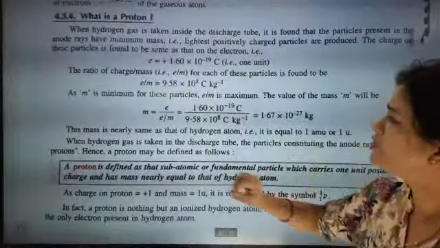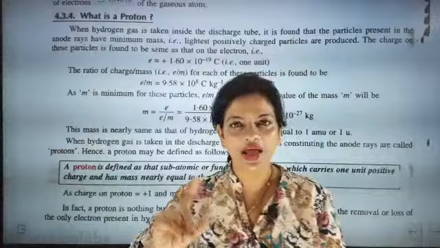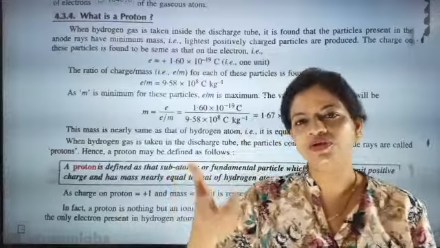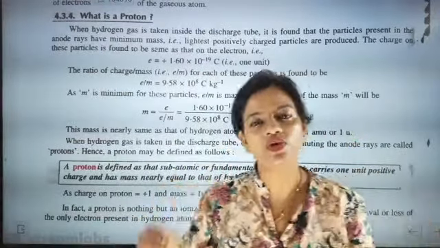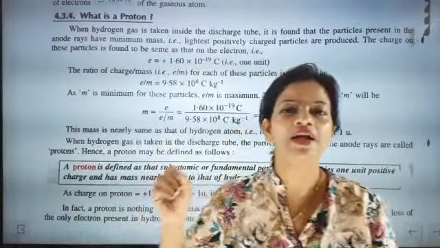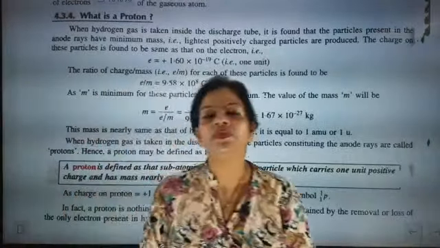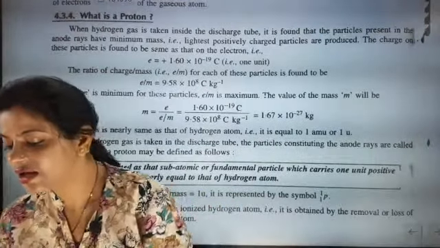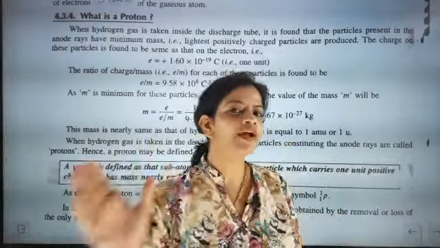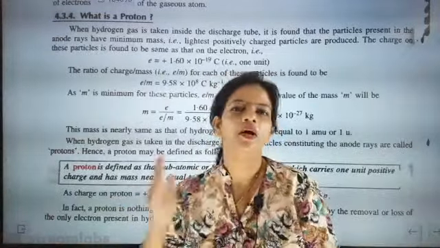We saw that the charge of proton is similar to that of electron. Though electron is negatively charged and proton is positively charged, the value is exactly 1 unit. The charge of proton is 1.6 into 10 to the power minus 19 coulomb, the same as the 1 unit charge of electron.